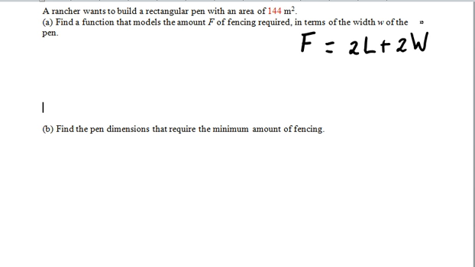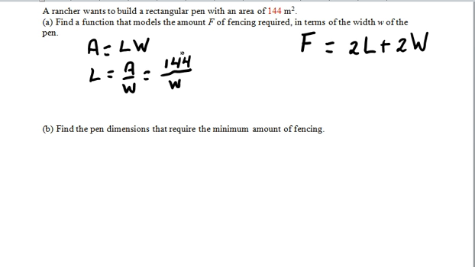But we've been asked to write F in terms of W, and so we use the fact that we've also been given the area. So let's look at the formula for area. Area equals length times width. So length equals the area divided by the width, but we can substitute 144 for the area. So length is a function of width in these conditions. It's 144 divided by the width.